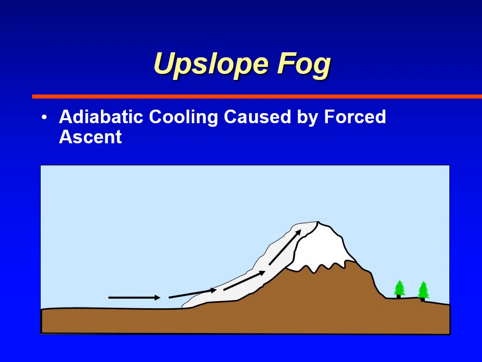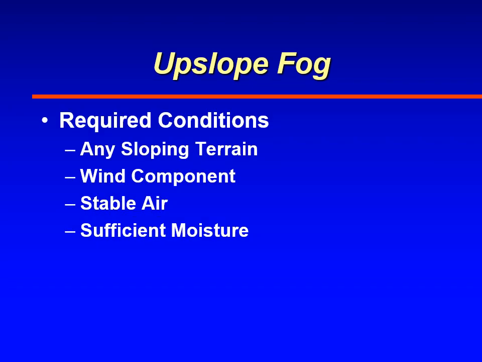Upslope fog results from adiabatic cooling. As air rises, it expands and cools through forced ascent. So the required conditions: you need some sort of sloping terrain. It can be mountains, but it could also be a gradual slope, depending upon how close the air is to saturation. You need some wind component that is perpendicular to the gradient, or in other words, it's flowing uphill.